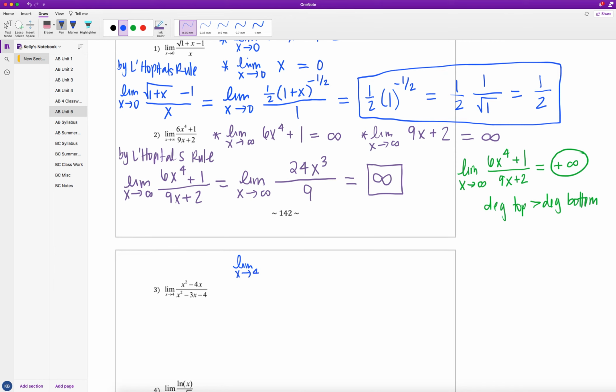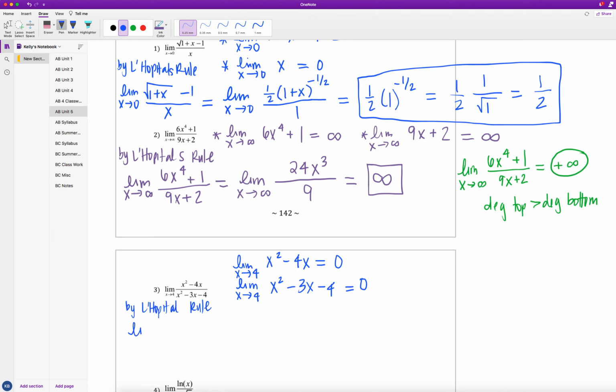So let's compute the limit as x approaches 4 of x squared minus 4x. So I'm doing the limit of the numerator. If I do a direct sub in, I'll get 16 minus 16, which would give me 0. And I can do the same kind of check for the limit as x approaches 4 of our denominator, which is x squared minus 3x minus 4. If I do a direct sub in here, I'm going to get 16 minus 12 minus 4, which would end up giving me 0 as well. So yes, I am able to apply L'Hopital's rule since a direct substitution leads to 0 over 0 for my original limit.